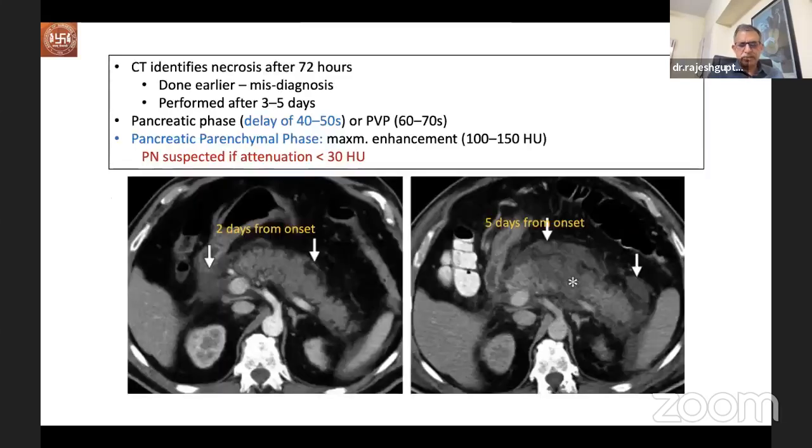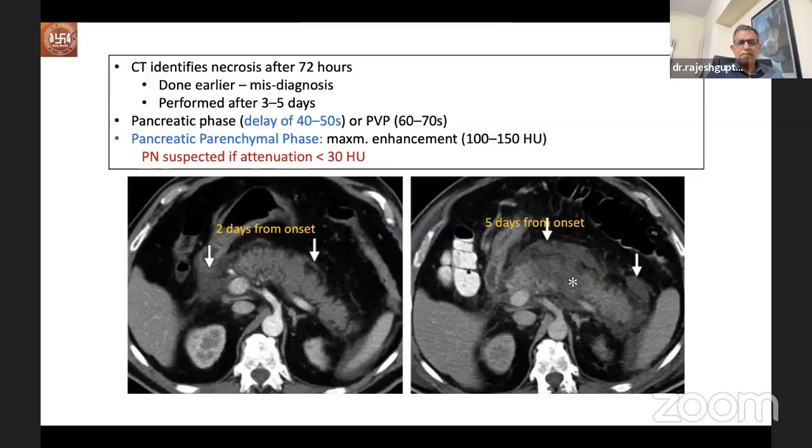We'll discuss these issues a little later. So as we have now understood, CT identifies necrosis after 72 hours. So there is no point doing a CT scan earlier than that in acute pancreatitis, as it will not pick up necrosis. So it should be performed after 3 to 5 days, preferably.